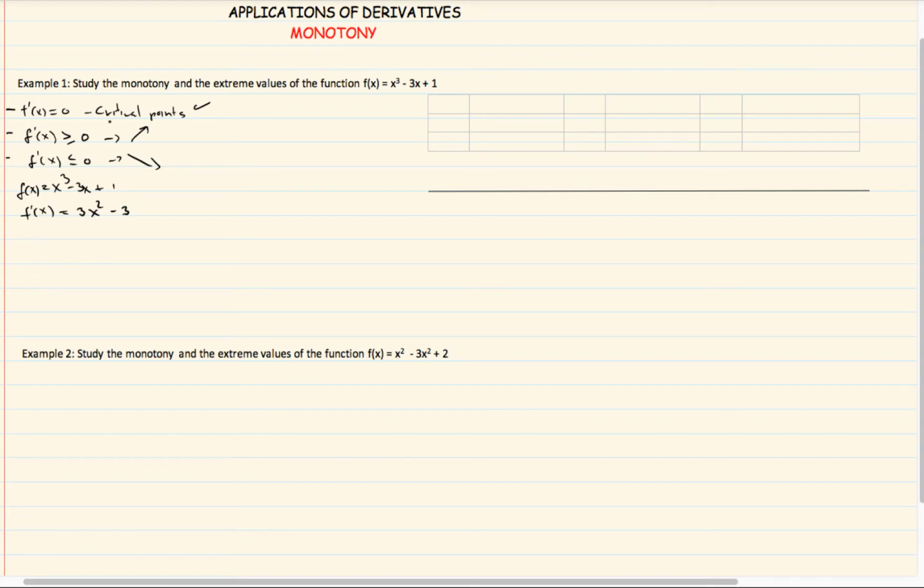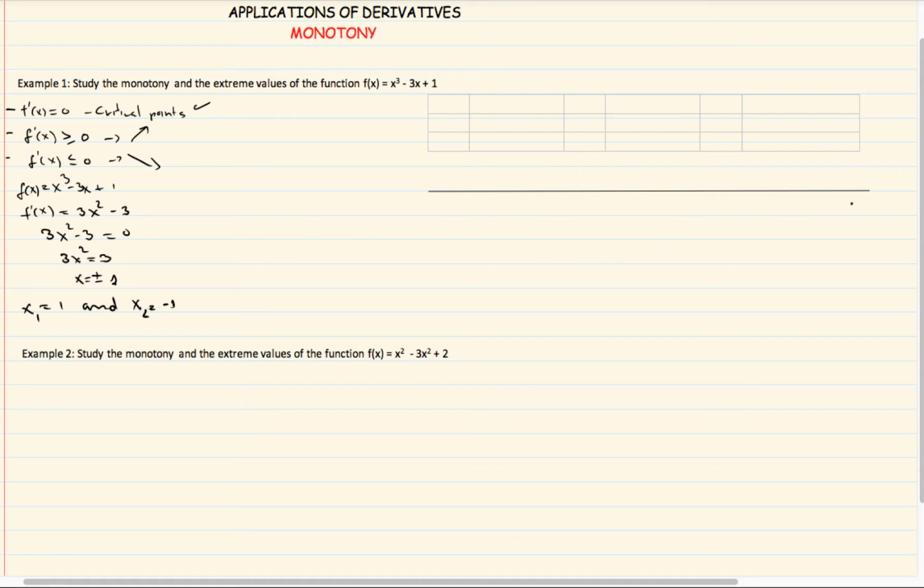Now we apply the critical points proposition. So this 3x squared minus 3 should be equal to 0. So 3x squared is equal to 3; this 3 comes to the other side. Then x squared equals 1, so our x will be plus or minus 1. So we have x equals 1 and x equals minus 1. We can call these x1 and x2.